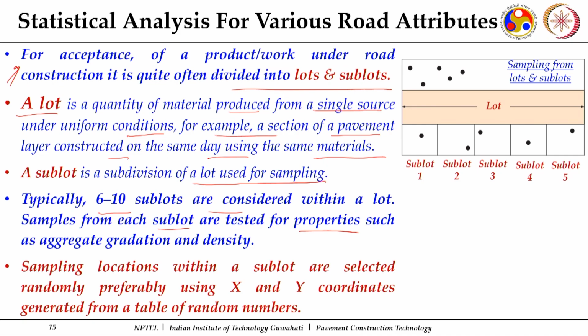Within these sublots it is important, and that is why we do not want to put all our sample testing at one place. It has to be distributed along the entire lot work, and within a particular sublot the locations also have to be picked in a random manner. Another concern is that they should not all be near the center line, the middle of the lane, or the edges. So, in a random manner, using the table of random numbers, we can decide the XY coordinates for our different sample locations.